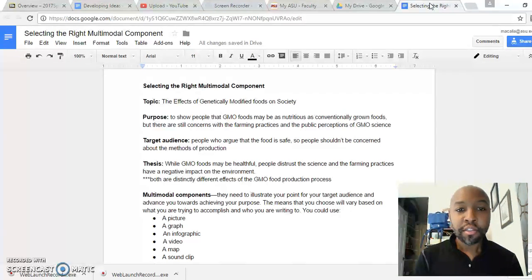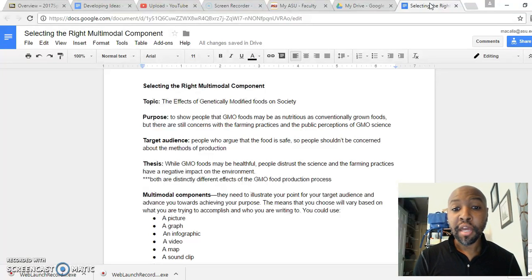My purpose: to show people that even though GMO foods are safe nutritionally, they may have an impact on the environment, and people are afraid of the technologies. Public perceptions are bad. So my target audience is people who want to argue that because the food is safe, nothing else matters. So I know my target audience, I know my purpose, I have my thesis.